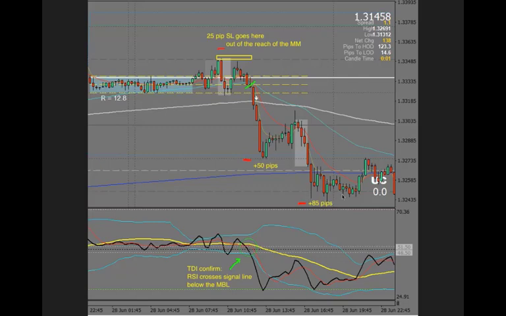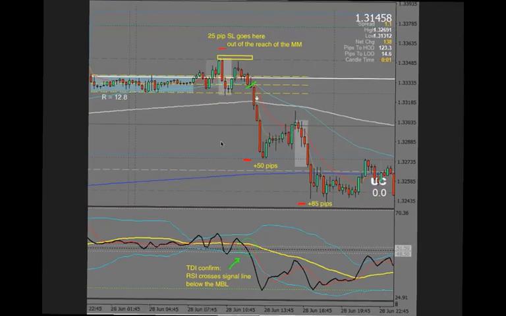Okay, as you can see, it is evident here. All right, so 50 pips if you took it here, 85 pips if you took it here. If you're managing your trade and you got stopped out here, still 30 pips, right? So still a good trade. All right, that is UCAD.